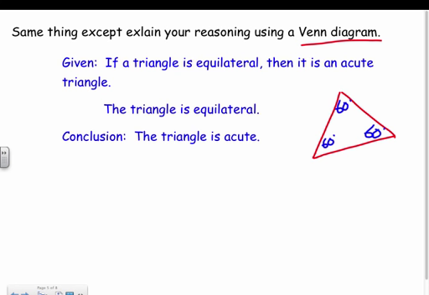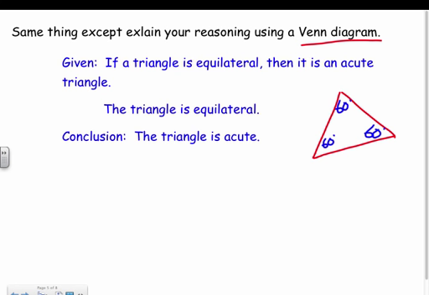So I'm saying that the triangle is an equilateral. So I'm saying up here I said P implies Q. That's true. And now I'm saying the triangle is an equilateral. So I'm saying P is true. So I can conclude that Q is true, but I'm going to use a Venn diagram. Well, if it's an equilateral, then it's acute. So all equilateral triangles are acute, aren't they?